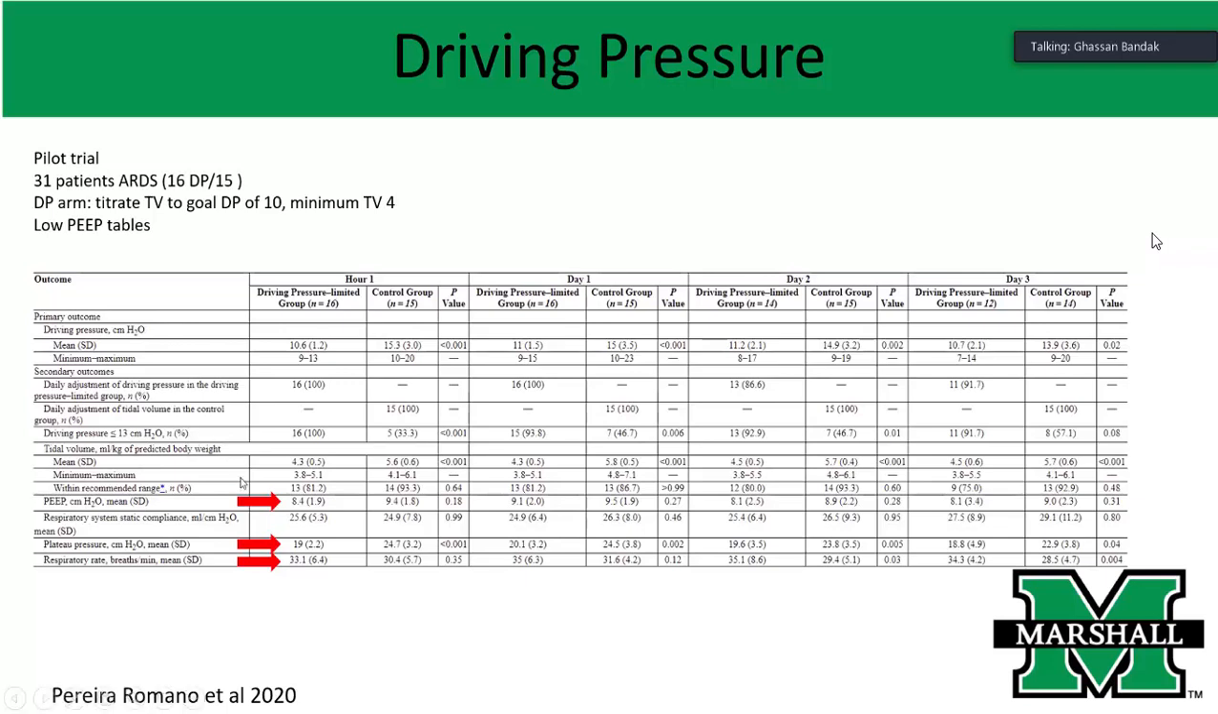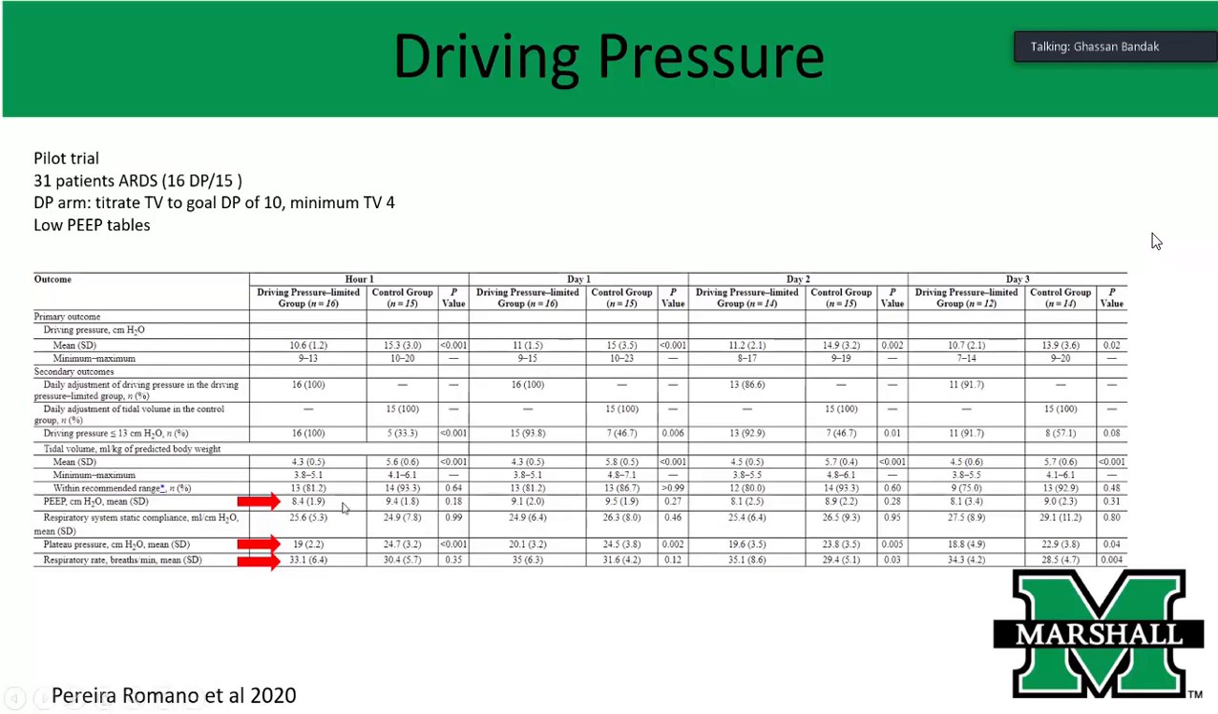So I just want to show you a few things here, and I highlighted them with red arrows, to show you what happens when you target that low driving pressure with that low tidal volume. First of all, they used low PEEP tables, okay? And I don't think using high PEEP might have been easy, because sometimes if you use high PEEP, you get a more significant increase in the driving pressure.